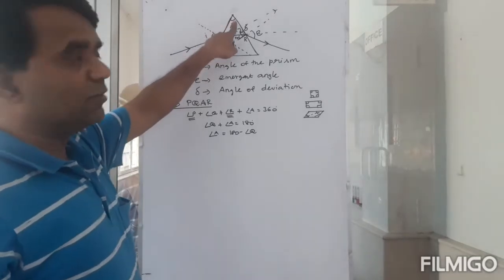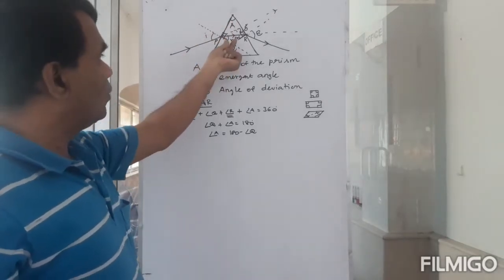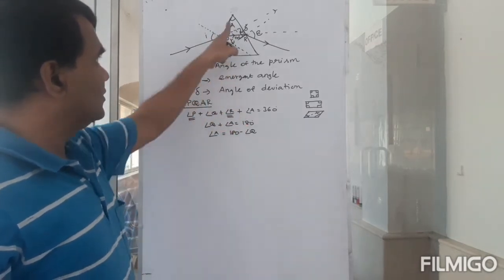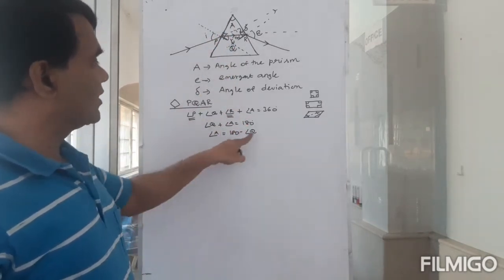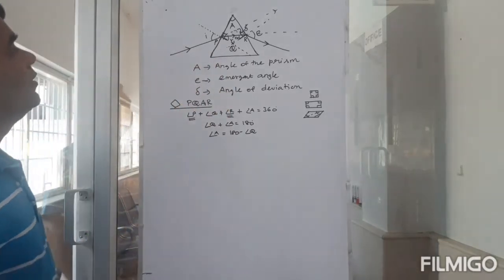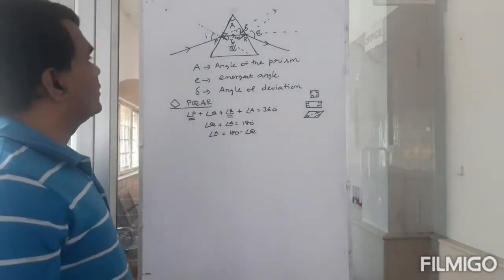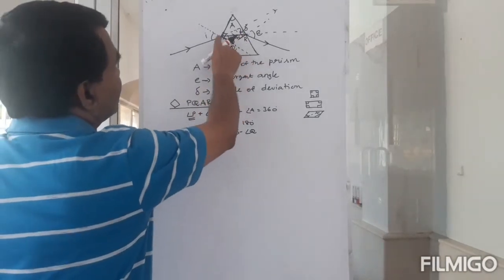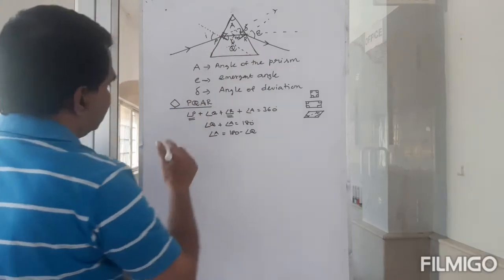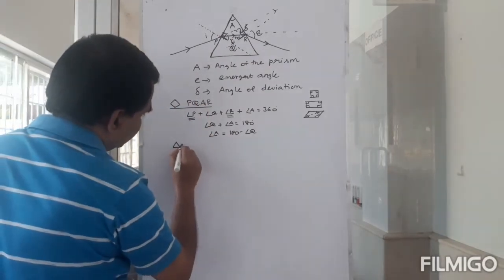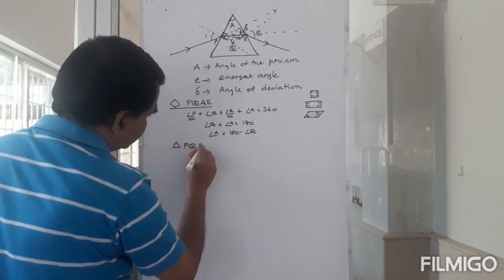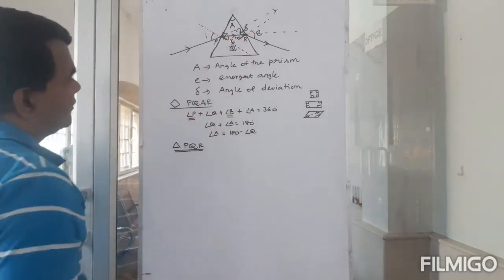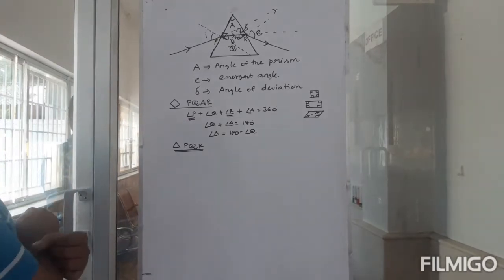So the angle of the prism is equal to 180 minus Q. A and Q must be equal to 180. So A must be equal to 180 minus Q. Fine. So now I want you to consider this triangle PQR. Take triangle PQR.